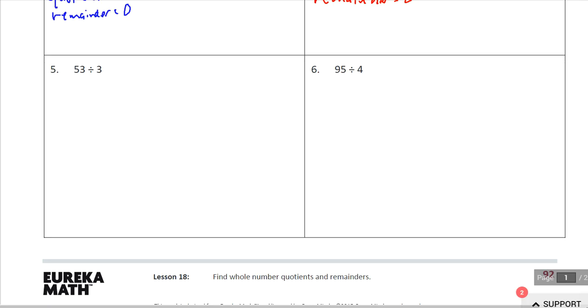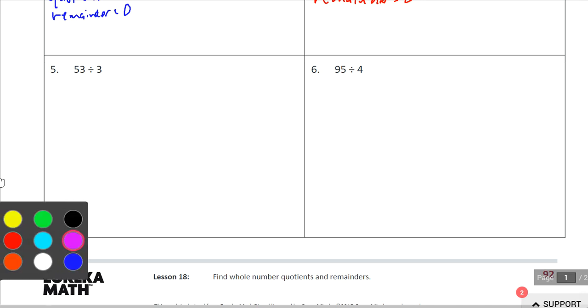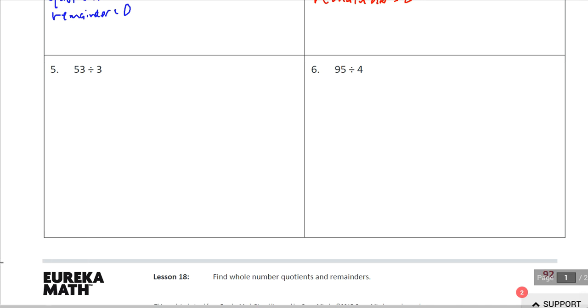Anyway, let's go on with the 53 divided by 3. 53. Divide that one by 3. Well, let's see. 3 can go into 5 only once. And that gives us 2. And we're going to bring the 3 down the elevator shaft.